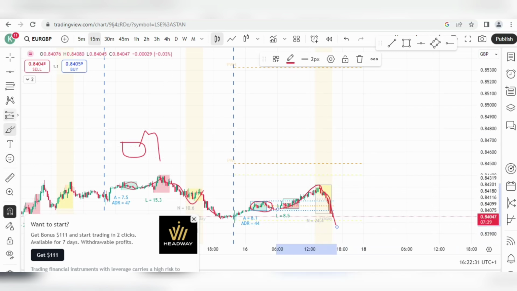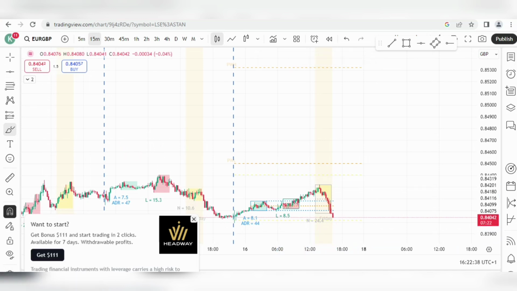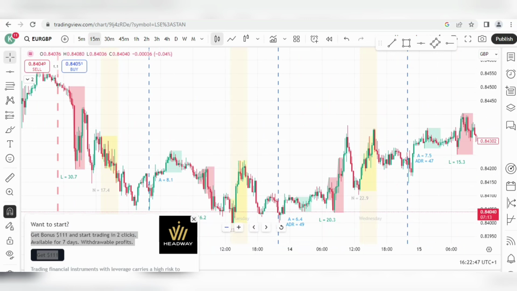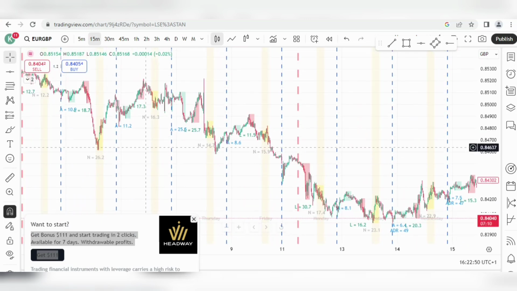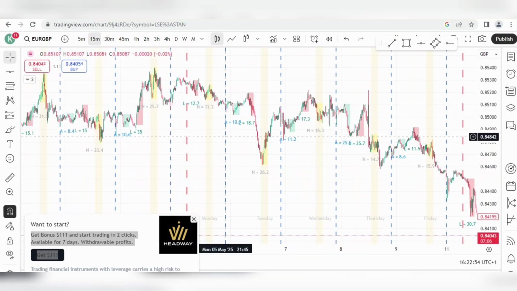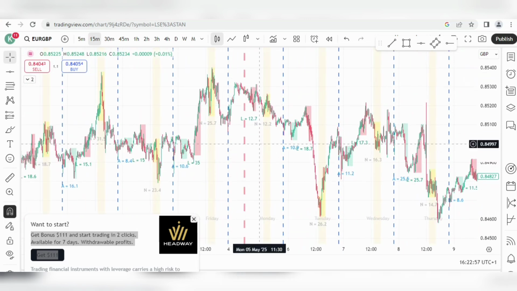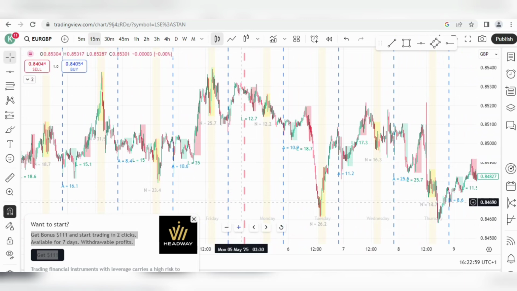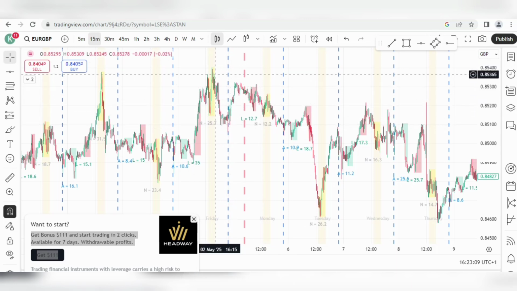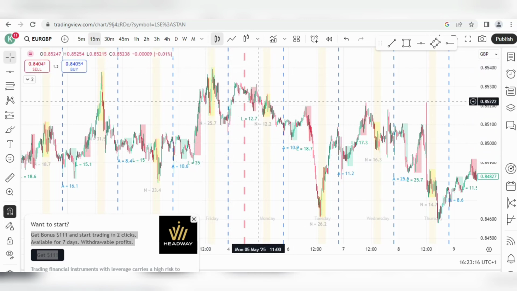So let's go to last week on Euro GBP. Last week, this Monday was an inside day, as you can see. This Monday was within the range. This is our weekly demarcation separator here. This is our Monday high and this is our Monday low. It closed inside of Friday's high and low. You can see this is Friday's high here and this is Friday's low here. So this Monday was an inside day.